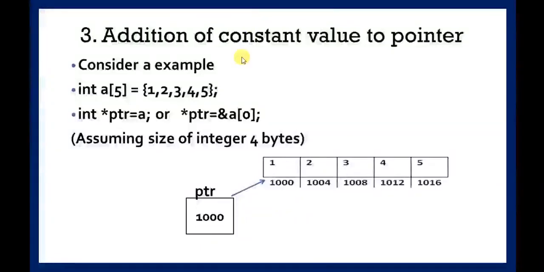Now the third operation, addition of a constant value to a pointer. I will explain this example with the help of an array. Suppose I declare an array of 5 elements, a[5], and initialize it with the values 1, 2, 3, 4, 5. You can see here in the figure 1, 2, 3, 4, 5, and a having the address 1000. Now I declare a pointer to integer and initialize it with the address of a. Here the name a itself gives the base address, or you can write PTR equal to address of a[0]. The PTR is pointing to the base location of the array, which is 1000.